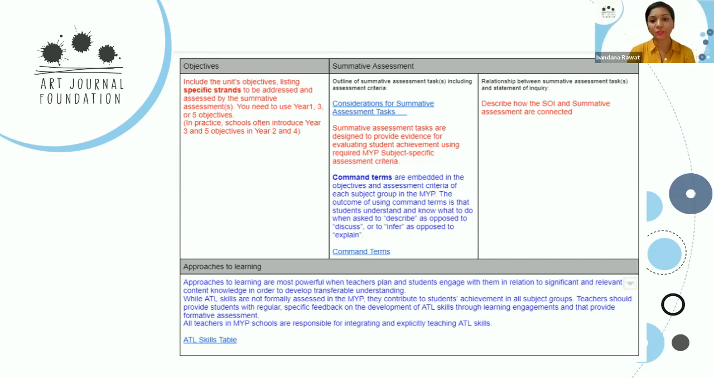So now approaches to learning is clear. Next is describing how the statement of inquiry is connected to the assessment or the unit planner. When we have created the statement of inquiry, that means showing how the key concept, related concept, and global context are connected to all the assessments. For example, we mark out that in task 1 we are looking at the key concept and the related concept, and in task 2, what are we looking at? This is majorly how we work it around.